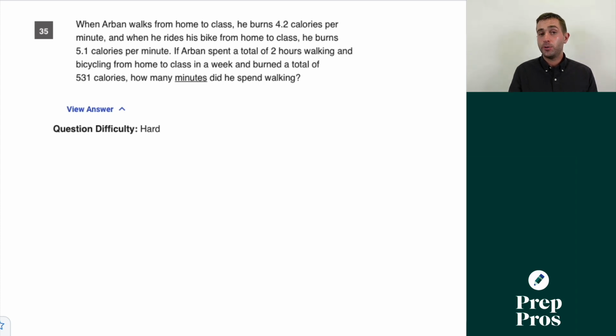Well, almost any time you see word problems on the test, it's usually a system of equations, and that's what we're seeing here. So what we're going to say here is x is going to be our walking and y is going to be our biking. Now, because this is already in calories per minute, I'm going to take my 2 hours and convert it to minutes. So my first equation is going to give us our quantity of time spent walking and biking.